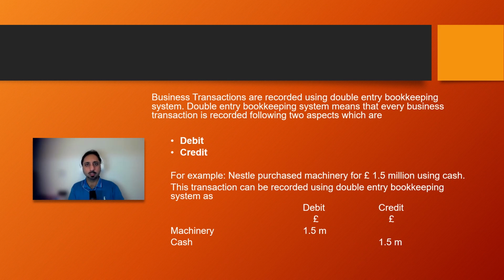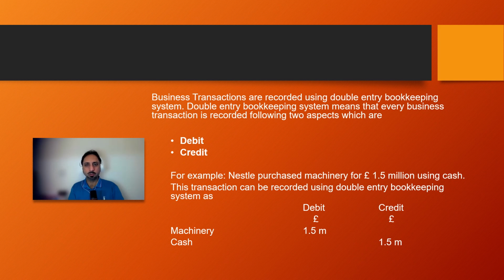What does double entry bookkeeping system mean? It means that every business transaction shall be taken into consideration with two aspects, that every business transaction will have two aspects or two impacts. One aspect is debit and the other aspect is credit.